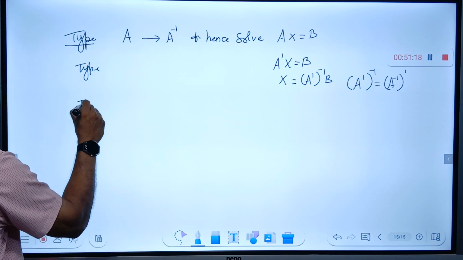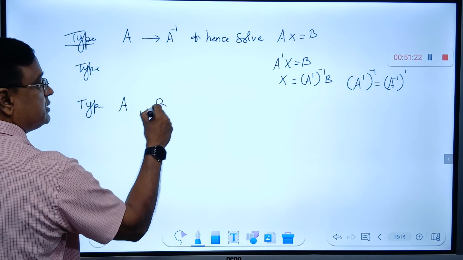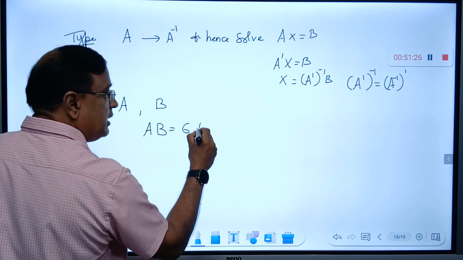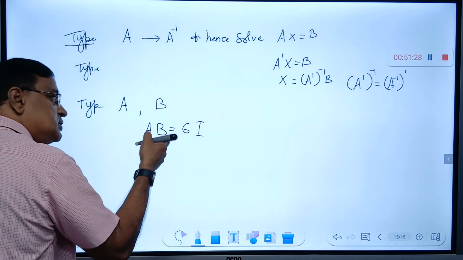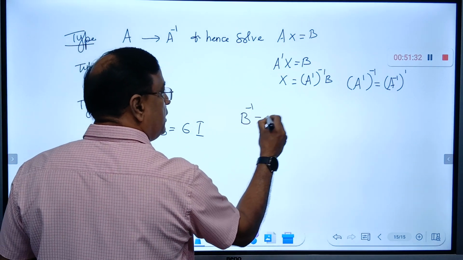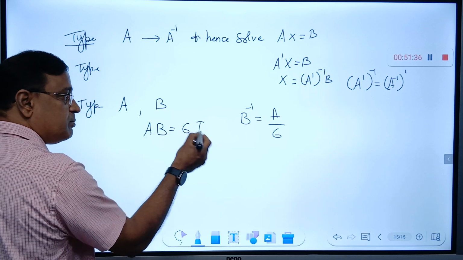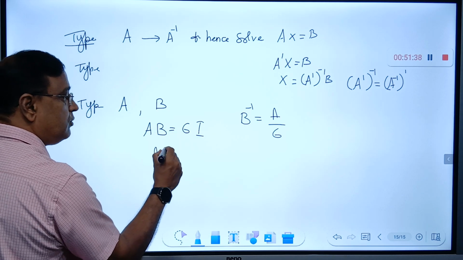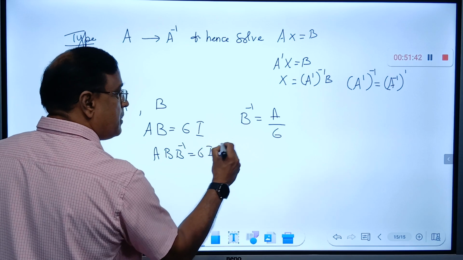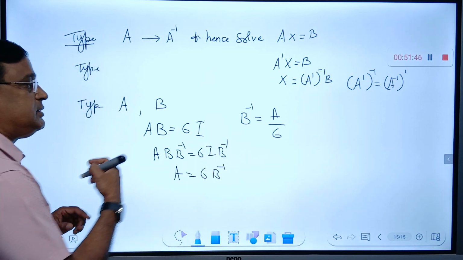Now type 3. What was type 3? Type 3 is, I have given a matrix A and I have given a matrix B. I was asked to find AB, which happens to be 6I. Then I have to use this matrix to solve the equation. So I found B inverse. How do I find B inverse? I got A by 6. How did I find it? Post multiply. So A into B inverse equal to 6I B inverse. So I get A equal to 6B inverse. So B inverse is A by 6.